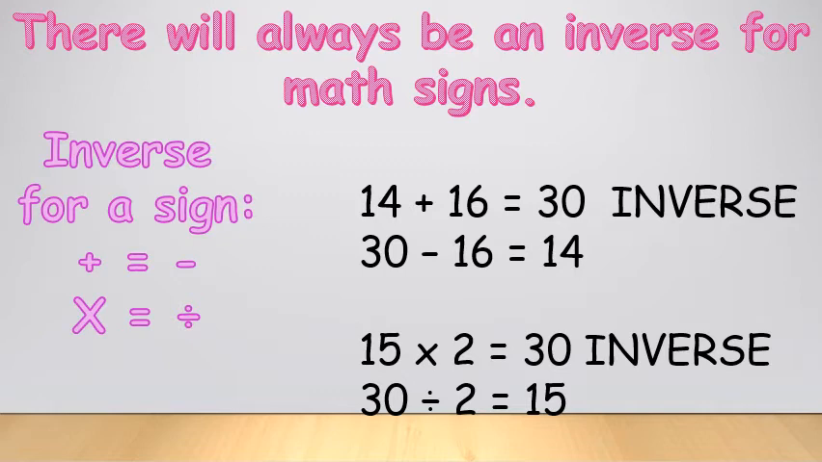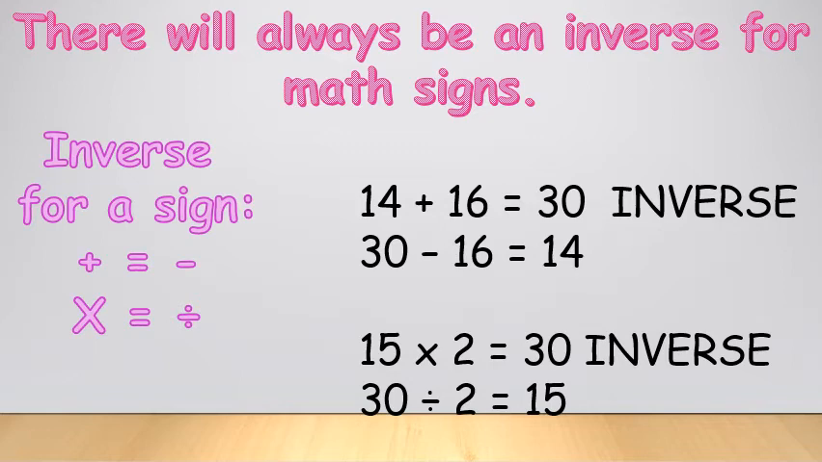14 plus 16 gives us the total of 30. But now let's do the inverse. So the inverse means it is the opposite. So we have 30. The opposite of plus is minus, and then minus 16, and that will give us our answer, that is 14. And the same with our second example. 15 multiplied by 2 equals 30. And the inverse means it's the opposite, so that must be then division. So then we have 30 divided by 2, and that will also give us the answer of 15.